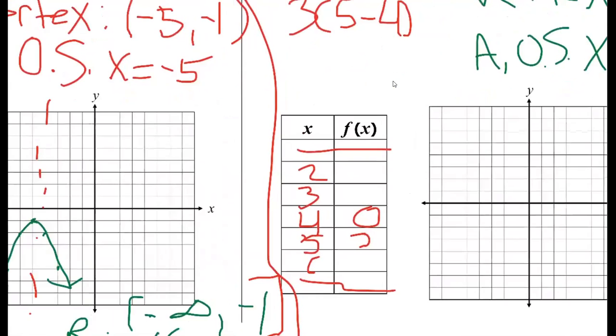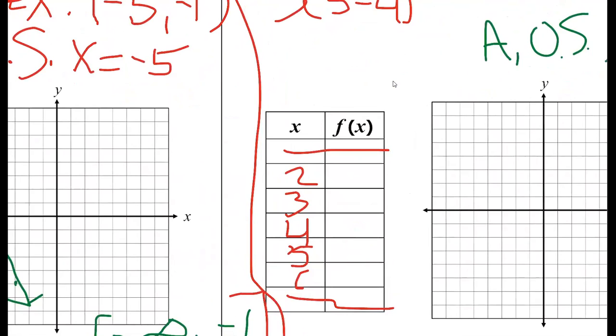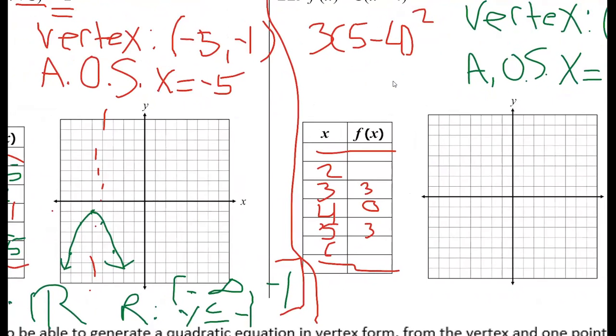Okay, let me zoom in and try and rewrite that. Based on symmetry, remember, that means this answer is going to be the same. But if you don't believe me, you could always plug it in. So then we're going to do the same thing. We're going to plug in 6, though.